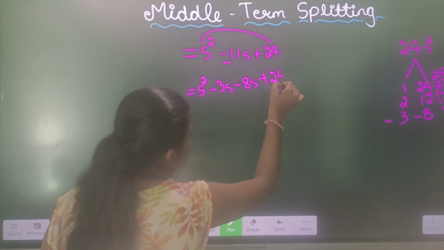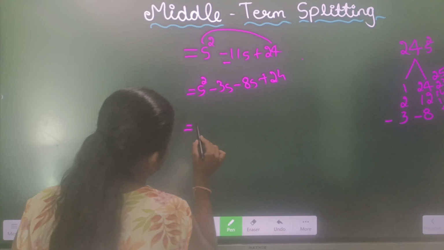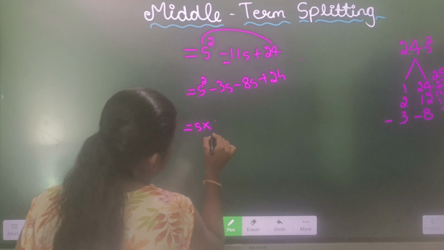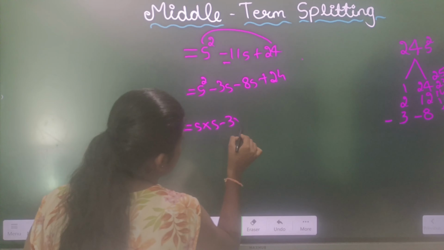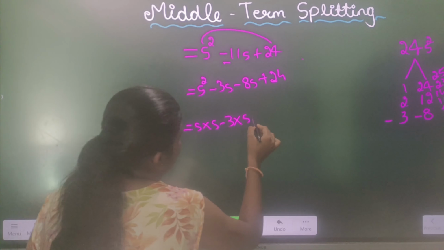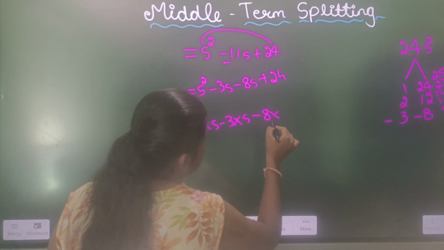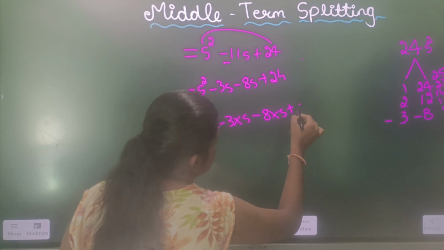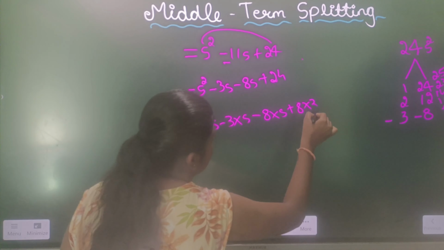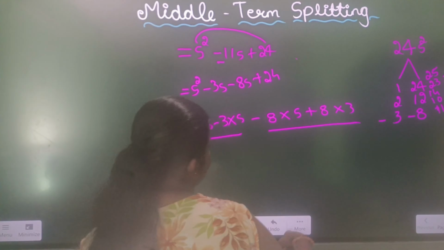We should write these factors. A square means a into a. 3a means 3 into a. 8a means 8 into a. And 24 means 8 into 3. We have to make it.